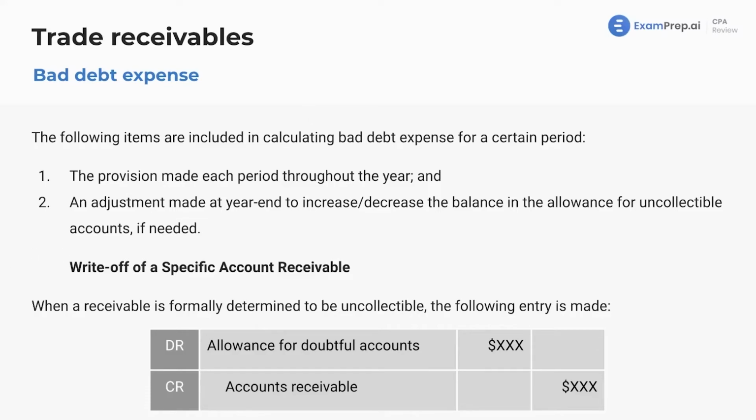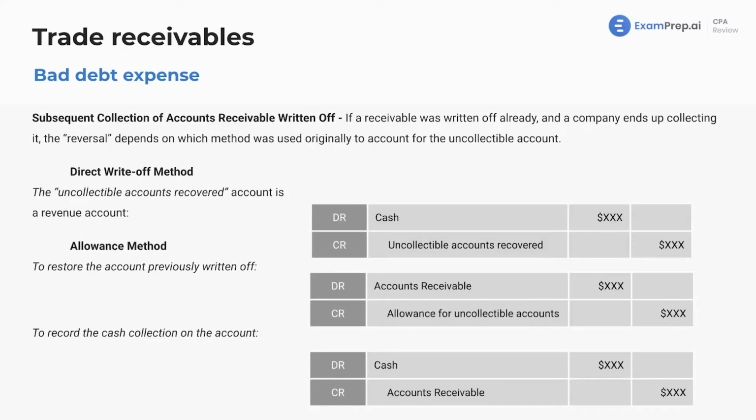What do we have last? Well, we have a couple more journal entries, some more bad debt expense. So subsequent collection of accounts receivable written off. What about if you wrote it off, like we just saw, and then you actually, oh wait, you did collect it because they came back and said, hey, 3 years later, here's the money we owe you. Thank you for that. If a receivable is written off already and a company ends up collecting it, the reversal depends on which method was originally used. We're really just reversing out the accounts.